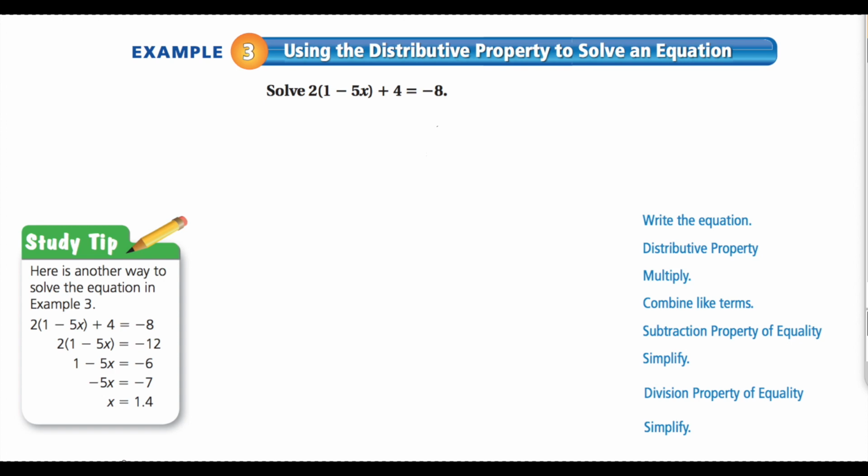Alright, example 3 is all about using the distributive property to solve an equation. So they want us to solve 2 times (1 minus 5x) plus 4 is equal to negative 8. So let's rewrite the equation first.